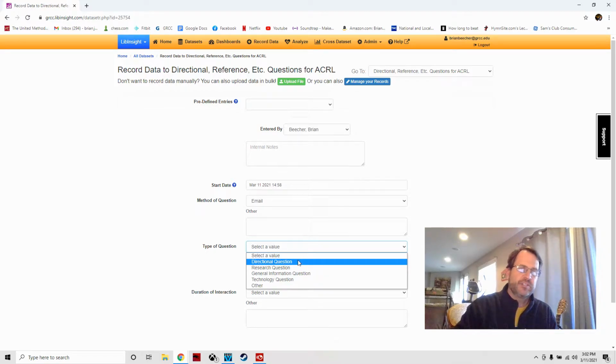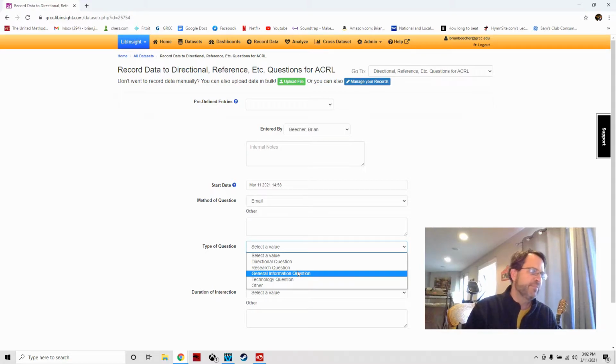Directional questions would be, where's the bathroom? How do I get to Sneeden Hall? Where is archives? Tutoring, how do I get there? Those kinds of, go to this place, are directional questions.